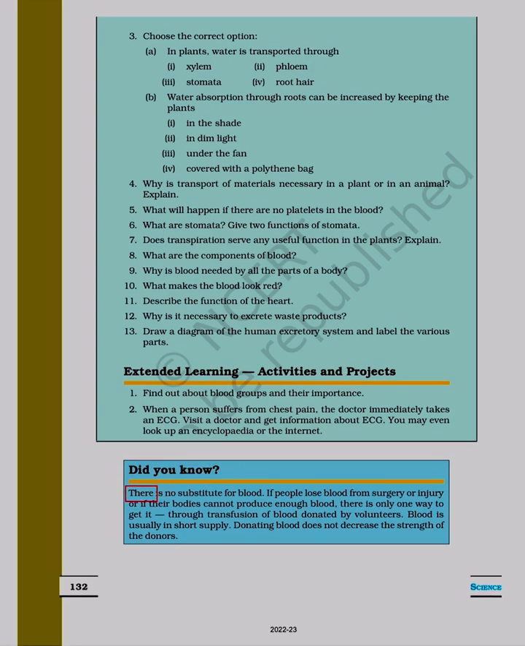Did you know? There is no substitute for blood. If people lose blood from surgery or injury, or if their bodies cannot produce enough blood, there is only one way to get it: through transfusion of blood donated by volunteers. Blood is usually in short supply. Donating blood does not decrease the strength of the donors. 132. Science. 2022 to 2023.